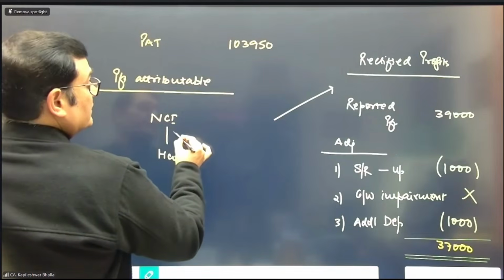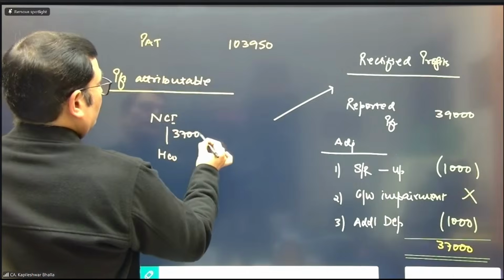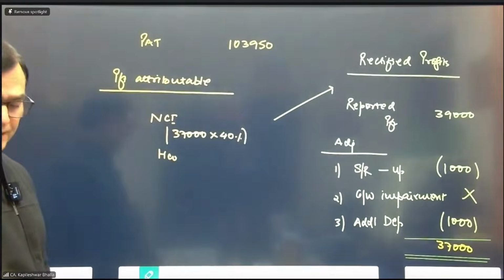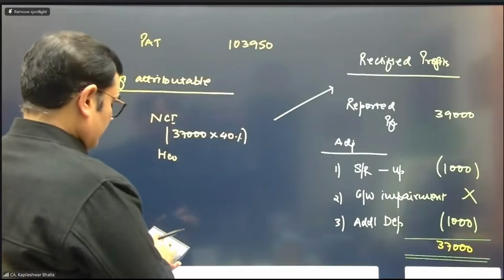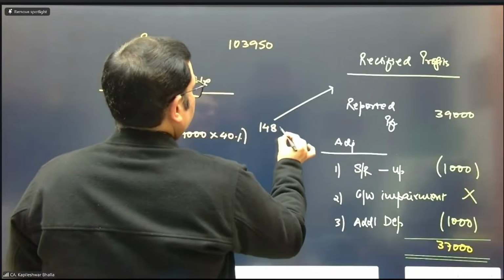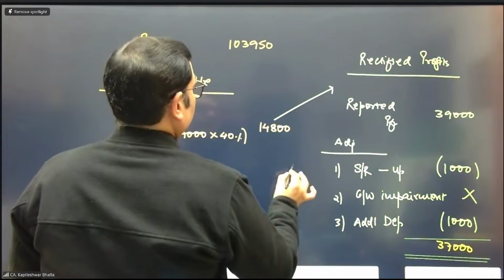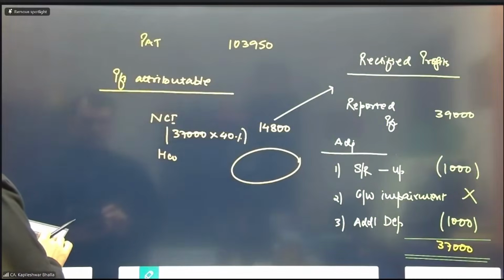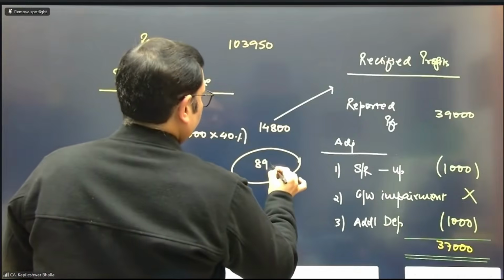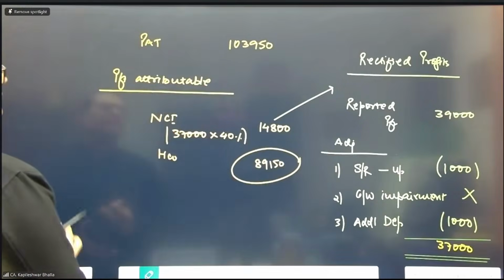That is the rectified profits of the subsidiary company. So out of this 37,000, 40% belongs to the NCI, 60% is with the parent. So this comes to 14,800. So we can comfortably get the balancing figure belonging to the parent. So this is 89,150. That is the balancing figure.